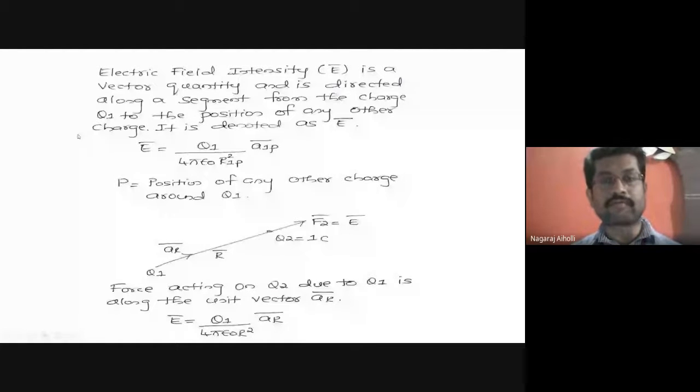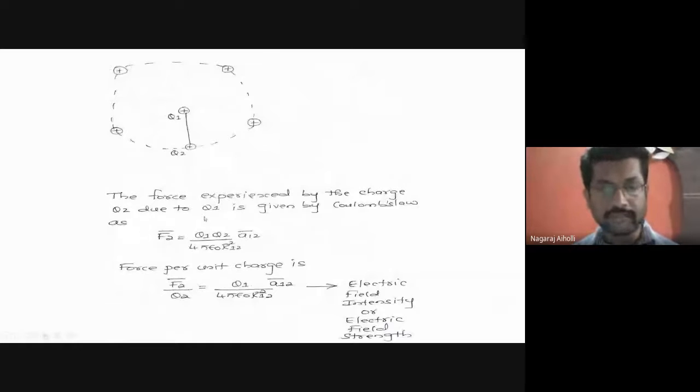The same in the form of a definition: it is a vector quantity and is directed along a segment from the charge Q1 to the position of any other charge. The electric field intensity is also a vector quantity because it involves the force. That force is a vector quantity. It is acting from Q1 towards Q2 or Q1 towards Q3, Q1 towards Q4 and so on. It is in the direction from the main charge towards this charge. That is the direction of the electric field intensity.